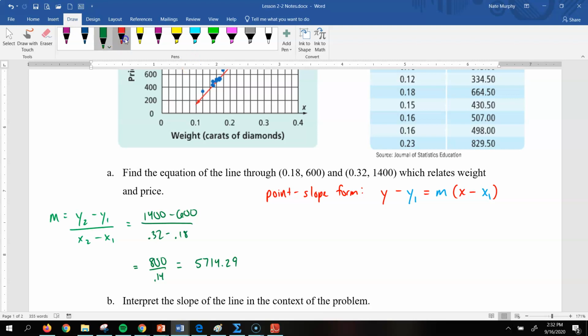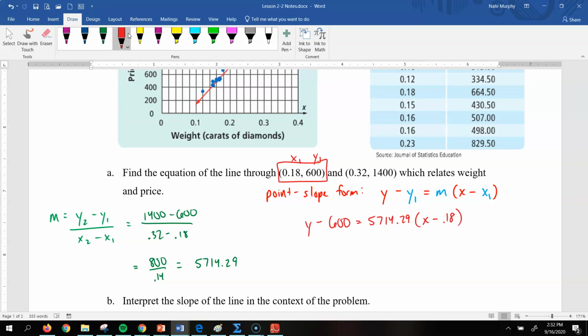So maybe you decide, well, you know what, this 0.18 and the 600 look a little bit smaller than the 0.32 and 1400, so I'm going to use that one. Really, it doesn't matter. So we're going to use this as our x1 and then this as our y1, and we have our slope as the 5,714. So we would take y minus my y1, which is 600, equals my slope, which is 5,714.29, times x minus my x1, which is 0.18.